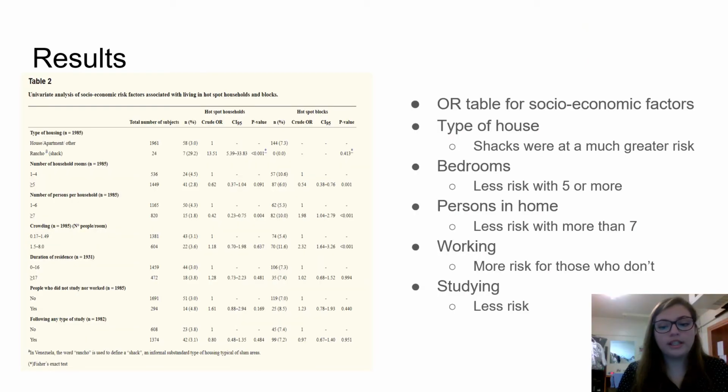The next they looked into was the socioeconomic factors. These included the type of house, bedrooms, etc. What they found was that shacks were at a much greater risk than other types of households, such as houses and apartments, which had an odds ratio of 13.51 times more likely to be in a hotspot block than those who lived in other types of housing. Those within a household that had 5 or more bedrooms were at less risk. People who were in a home with more than 7 people were at less risk, and those who worked were at more risk, while those who were studying were at less risk.